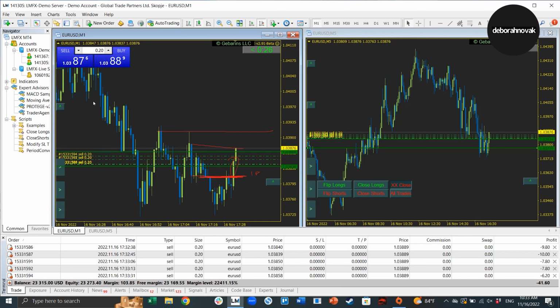But no, it's more than one pip. Something different is going on right now. It's been following that channel until now. No, well, you just got the bounce right here off support. But again, it has to close higher than this.